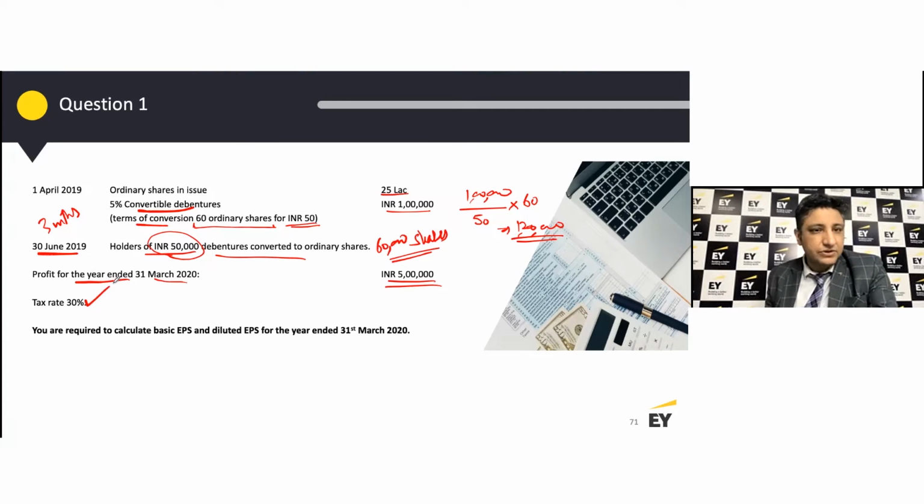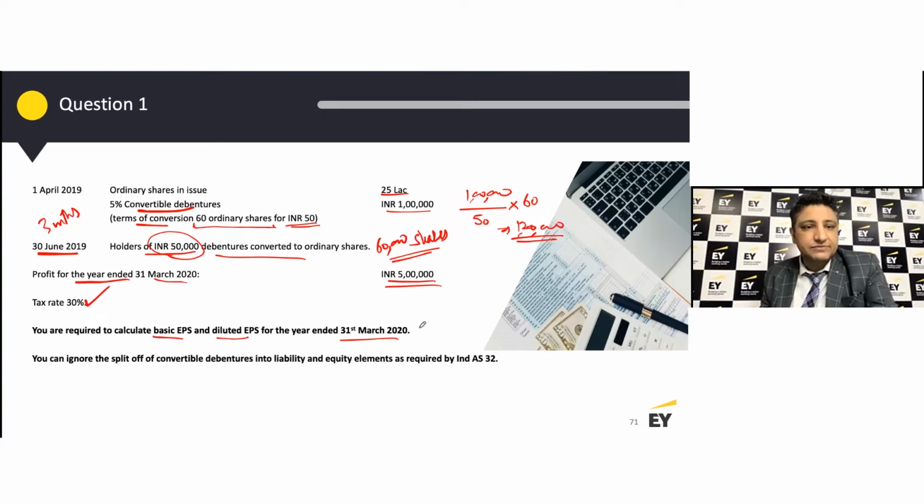The question says you are required to calculate the basic EPS and diluted EPS for the year ended 31st of March 2020. There's further information provided that ignore the split of the debt into the liability portion and the equity portion, which is required under the financial instruments classification. So that is to be ignored altogether. That simplifies our need of the question. Now, given this question, what do you need to remember? What is the first step that you need to follow?